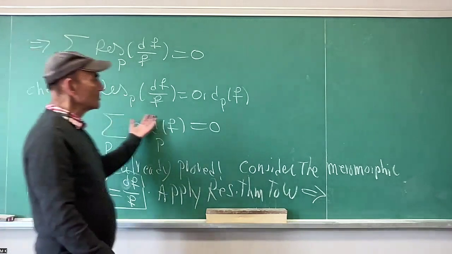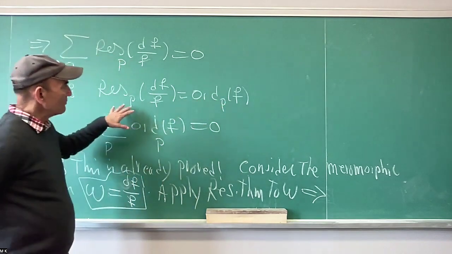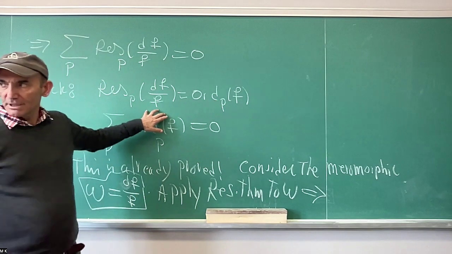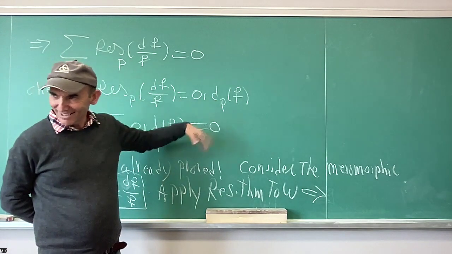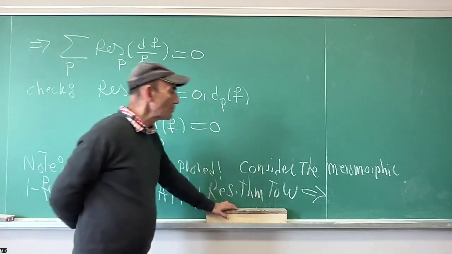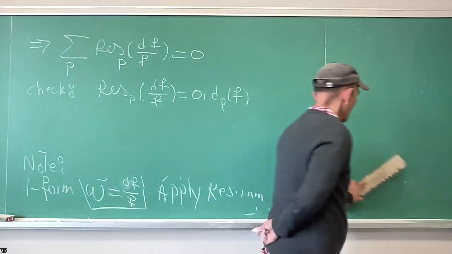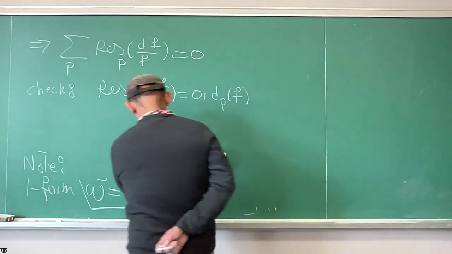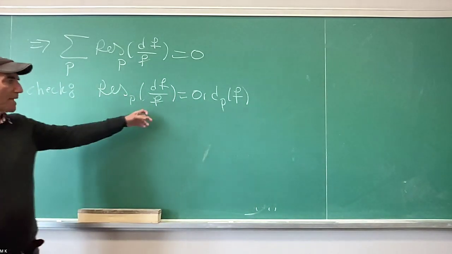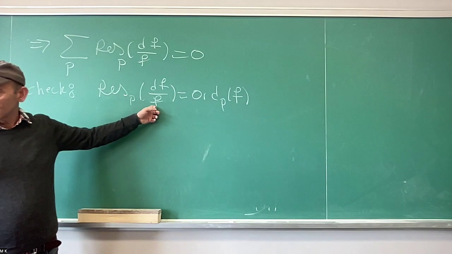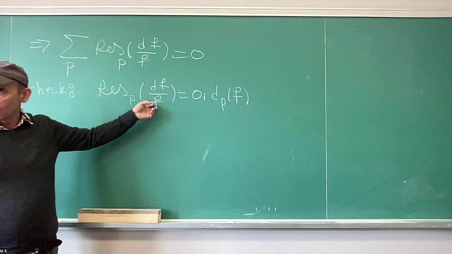Okay, so how would you check this statement? Because you agree that if I check this, then we are done, because the sum of residues is the sum of orders of the function, and then you're done, right? So how do we check this? You see that the only points that matter are zeros and poles. We just have to study this around zeros and poles, right?